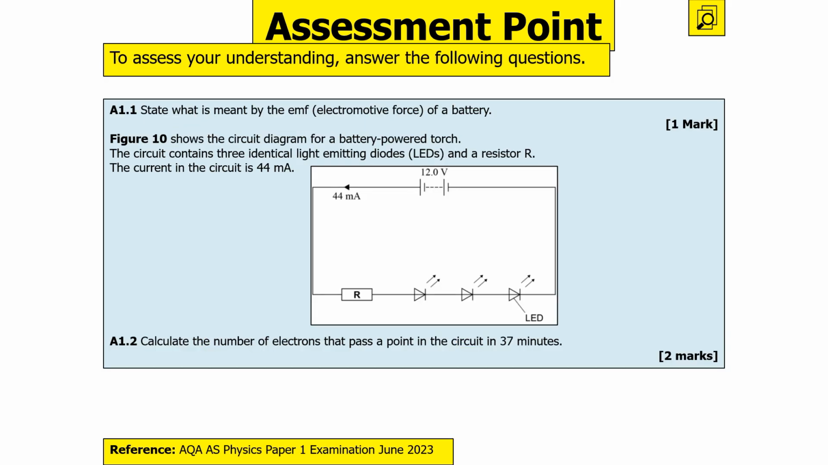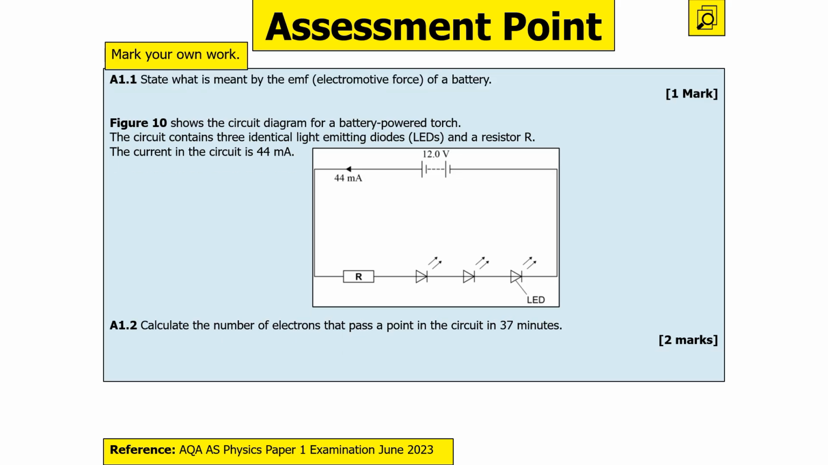Our next question says, state what is meant by the EMF of a battery, and figure 10 shows the circuit diagram for a battery powered torch. The circuit contains 3 identical light emitting diodes and a resistor R. The current in the circuit is 44 milliamps. Calculate the number of electrons that pass a point in the circuit in 37 minutes. So pause the video now, then unpause the video when you want to go through your answer.